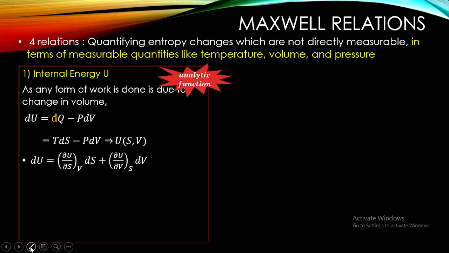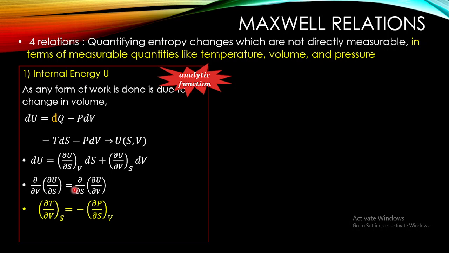And you know the internal energy is an analytic function, which means ∂U/∂S and ∂U/∂V are continuous. Those partial derivatives are continuous functions. So if I vary ∂U/∂S with respect to volume, it would be the same as if I vary the internal energy with respect to volume first and then by entropy. That is the property of the continuous nature of a partial derivative.